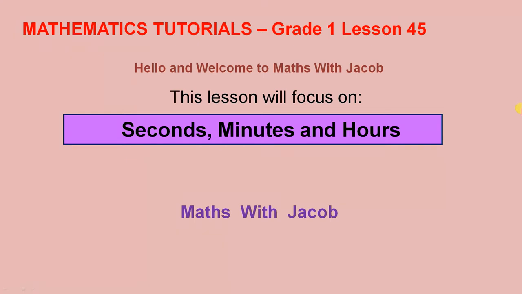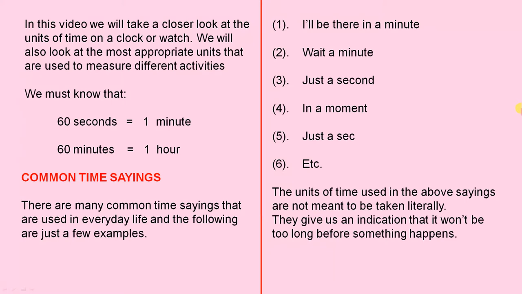This lesson will focus on seconds, minutes and hours. In this video we will take a closer look at the units of time on a clock or watch. We will also look at the most appropriate units that are used to measure different activities. We must know that 60 seconds equals 1 minute and 60 minutes equal 1 hour.